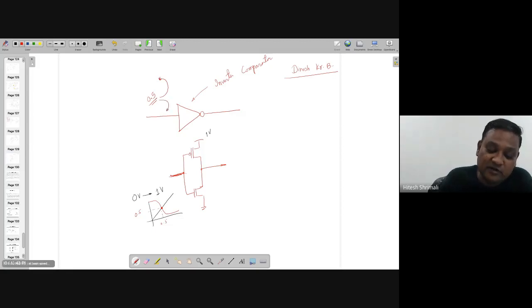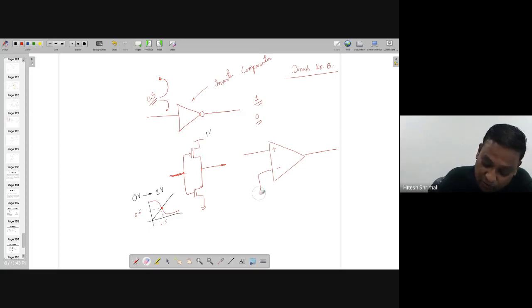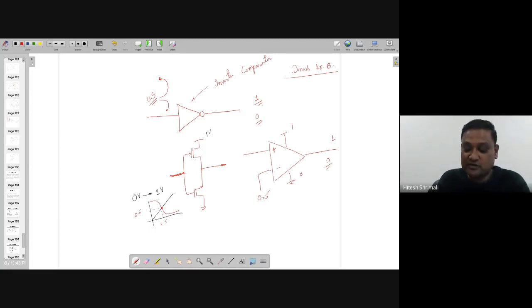If it is more than 0.5, logic 1 is the output. If it is less than 0.5, logic 0 is the output. Similar to what we were doing in the zero crossing detector, right? Where this is connected to 0.5 volt, this is 1 volt, this is 0. I'm changing the input. If the input is more than 0.5 volt, the output is logic 1. And if it is less than 0.5, the output is 0, right?